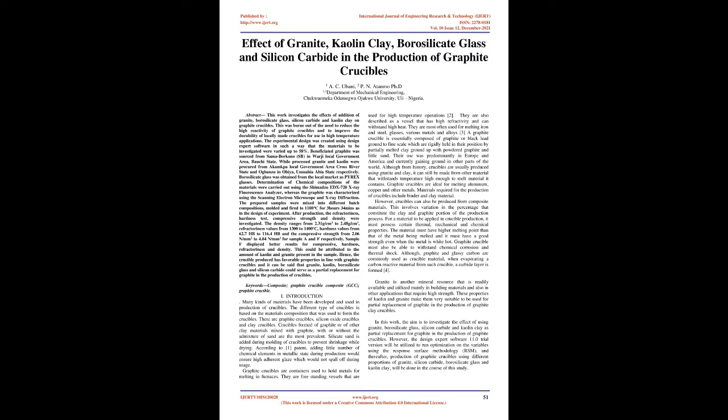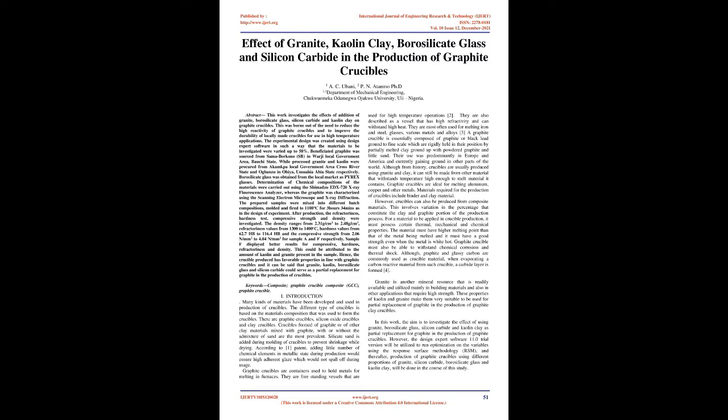The density ranges from 2.31 g/cm³ to 2.48 g/cm³, refractoriness values from 1300 to 1400 °C, hardness values from 62.7 HB to 116.4 HB, and the compressive strength from 2.06 N/mm² to 4.04 N/mm² for samples A and F respectively. Sample F displayed better results for compressive strength, hardness, refractoriness and density. This could be attributed to the amount of kaolin and granite present in the sample.